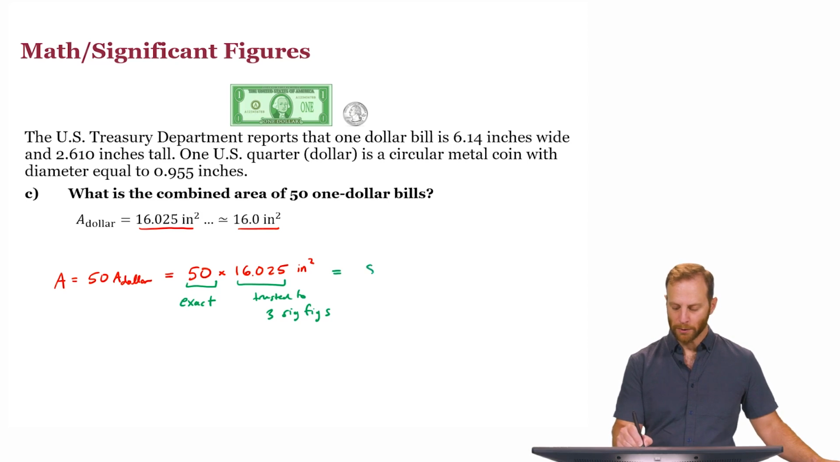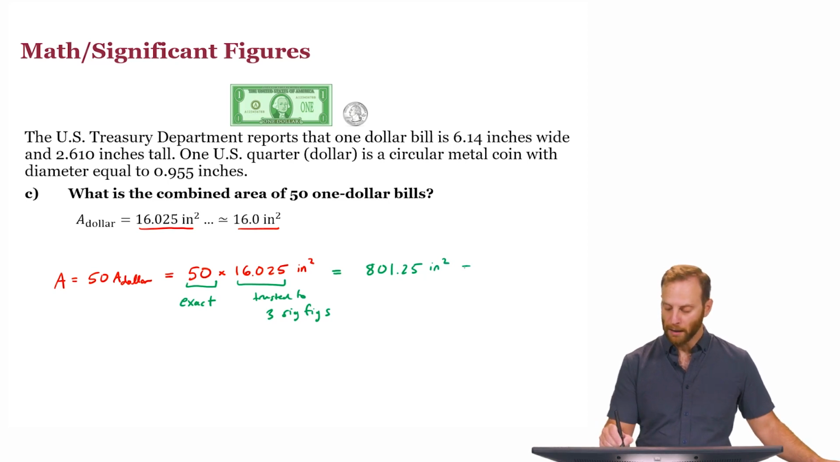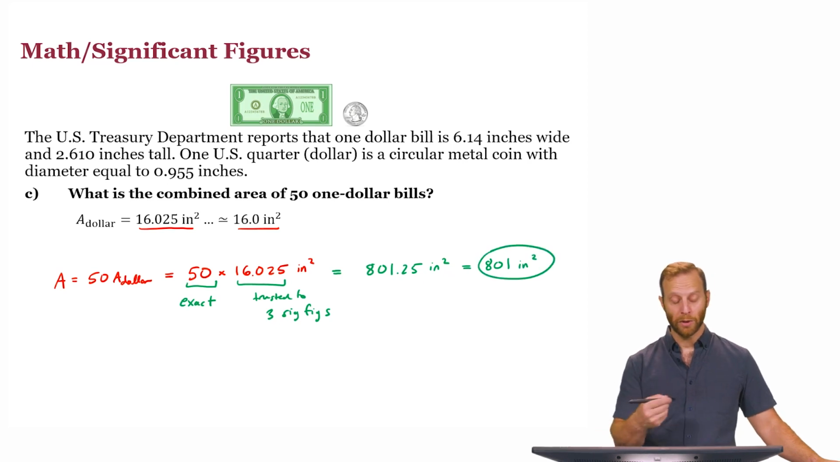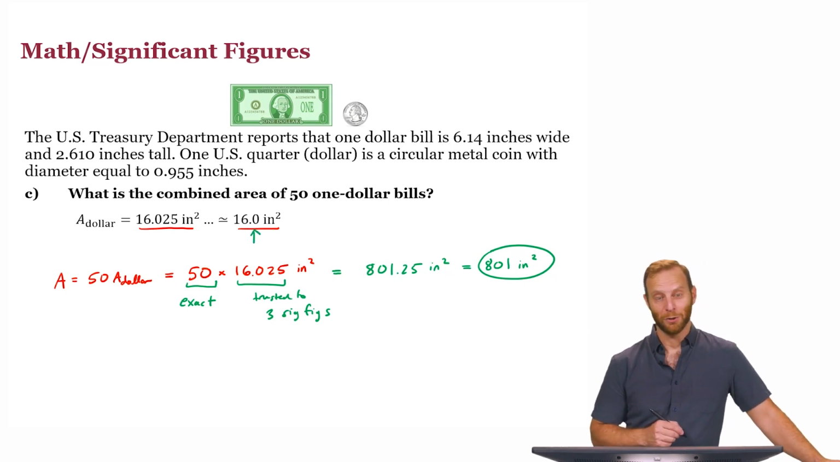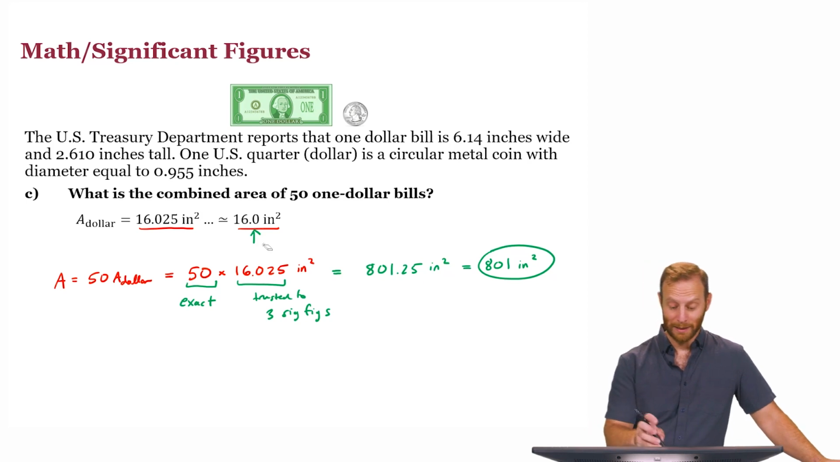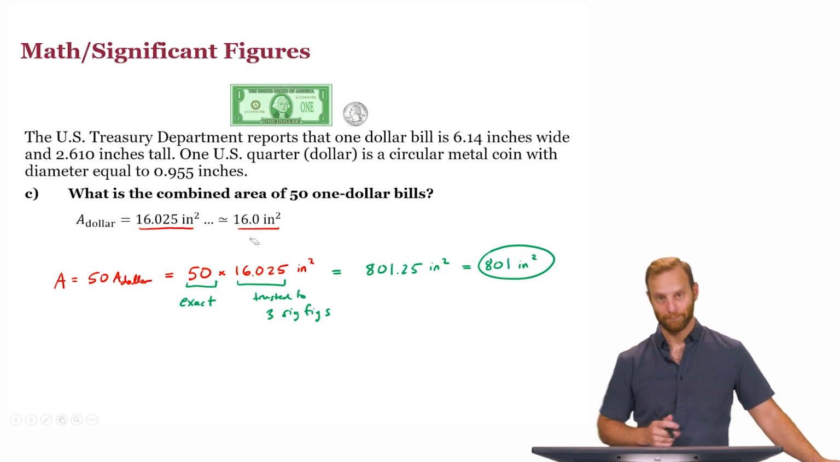When you work this out, this is 801.25 inches squared. And so to get my final answer, I will round this to 801 inches squared. Notice that if I didn't do this intermediate value stuff and I instead started with 16, I would get 800 inches squared, and that would be slightly less correct than 801.